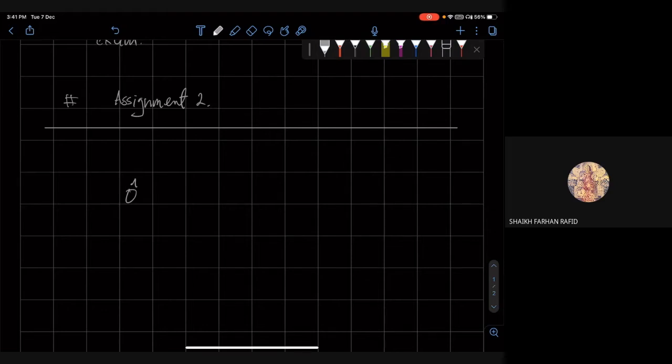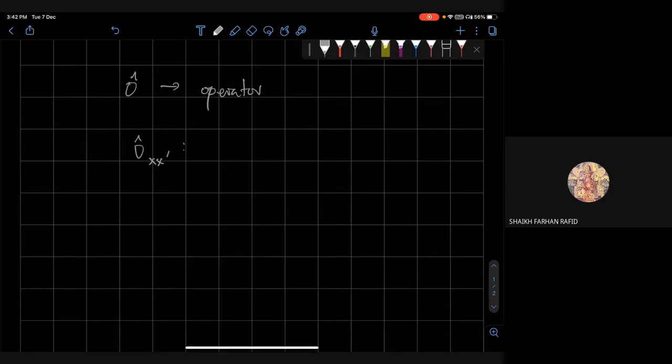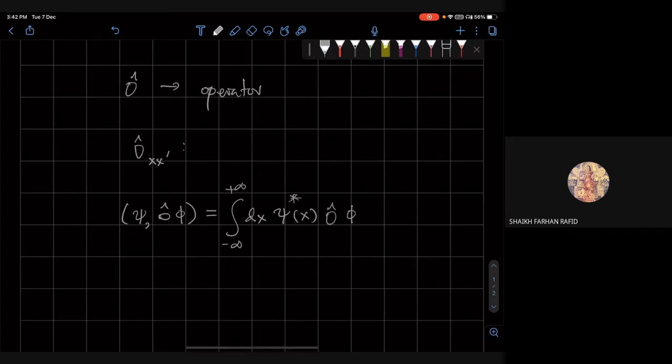Okay, so if this is an operator, then it has its matrix element, say O_{xx'}, defined in the following way. If I take two wave functions and take the inner product like so, then of course the definition of the inner product is that we integrate over all space, and the first factor is complex conjugated, and then we have some operator acting on the second factor.